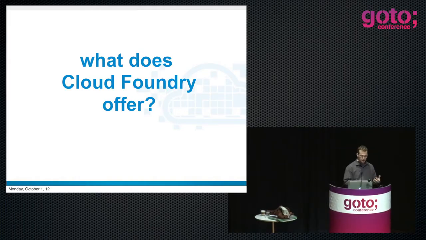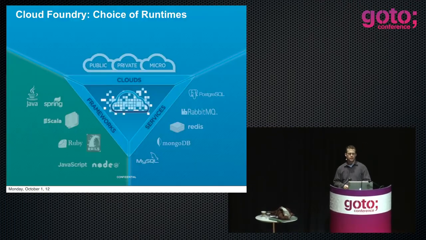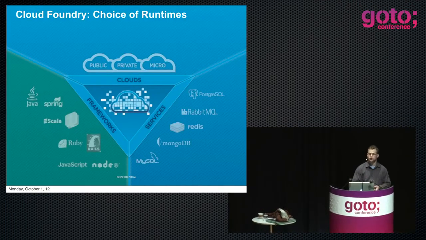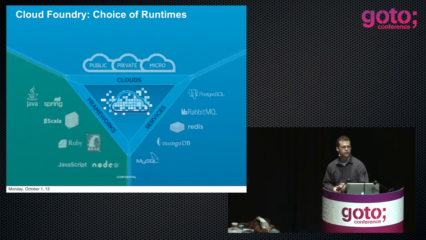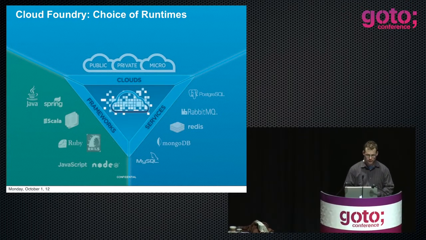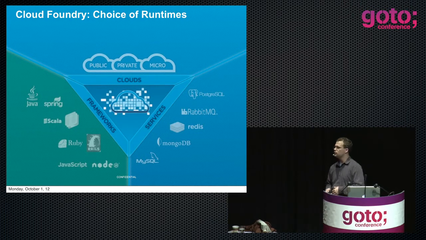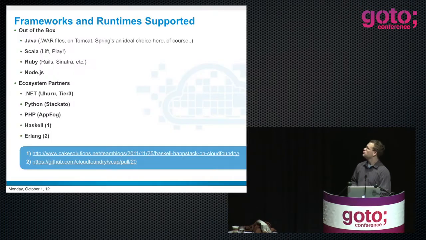When we talk about Cloud Foundry, we typically talk about 3 different pieces. We talk about the triangle here. We talk about the choices of frameworks, the choices of clouds, and the choices of services available to the average developer. Let's focus first, if you will, on frameworks.